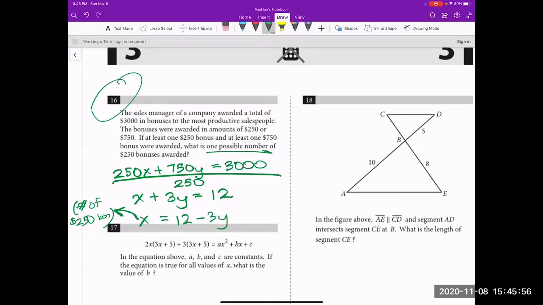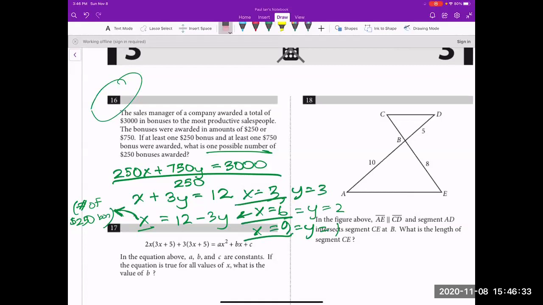I got 9 and 6. Yeah, that can work. You just plug in whatever value you have in here to get this. So if x equals 3, then you get y equals 3, and x equals 6, y equals 2, x equals 9, y equals 1. So any of these will work, 3, 6, or 9. Yeah, I know it's weird, but sometimes it does that.